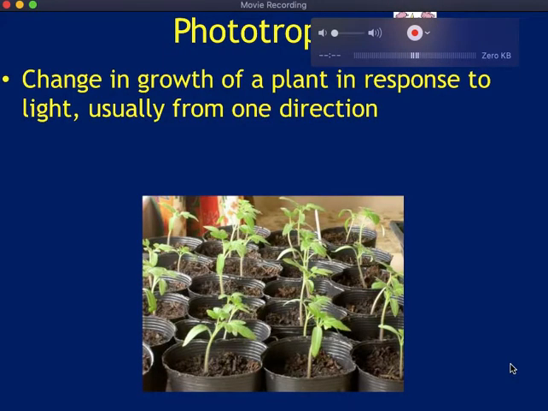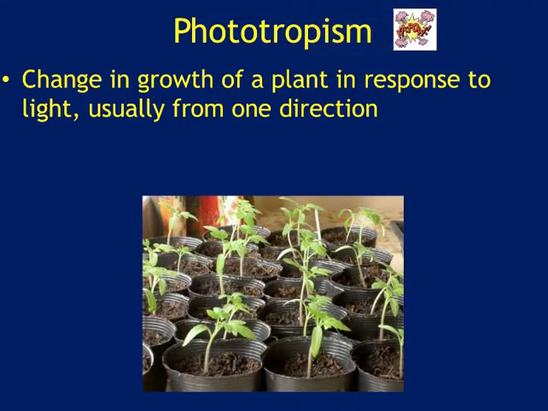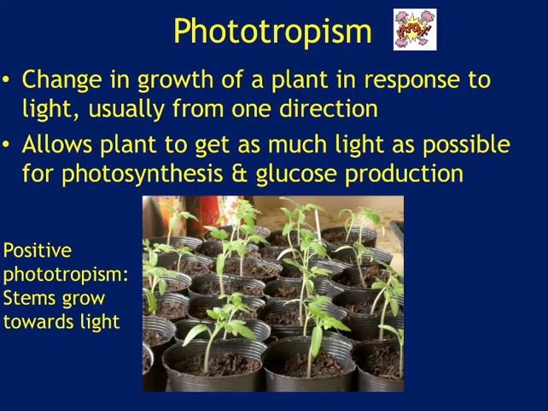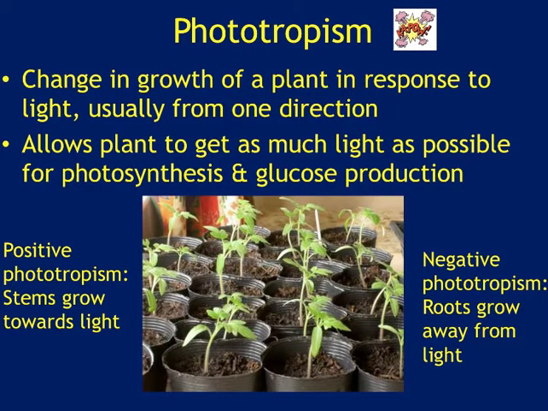Okay, so phototropism is a change in growth of a plant in response to light, and usually the light is only coming from one direction, and it allows plants to get as much light as possible for photosynthesis and glucose production. So what are our advantages, our positive examples then? Positive is your stem grows toward light, and your negative would be your roots will actually grow away from light.